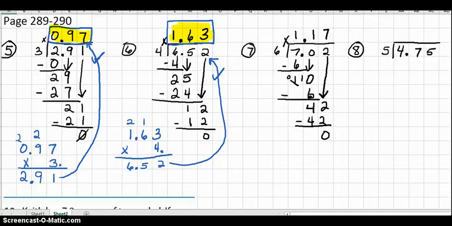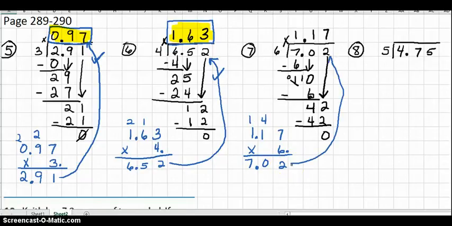Now I need to check. I'm going to take my quotient, that's my answer, and multiply it times my divisor and see if I get my dividend. 6 times 7 is 42, carry my 4. 6 times 1 is 6, plus 4 is 10. I carry my 1. 6 times 1 plus 1 is 7. There are 2 numbers behind the decimals. There'll be 2 numbers behind the decimals in my answer. Check to see if my dividends match. They do. So I believe that my answer is 1 and 17/100.